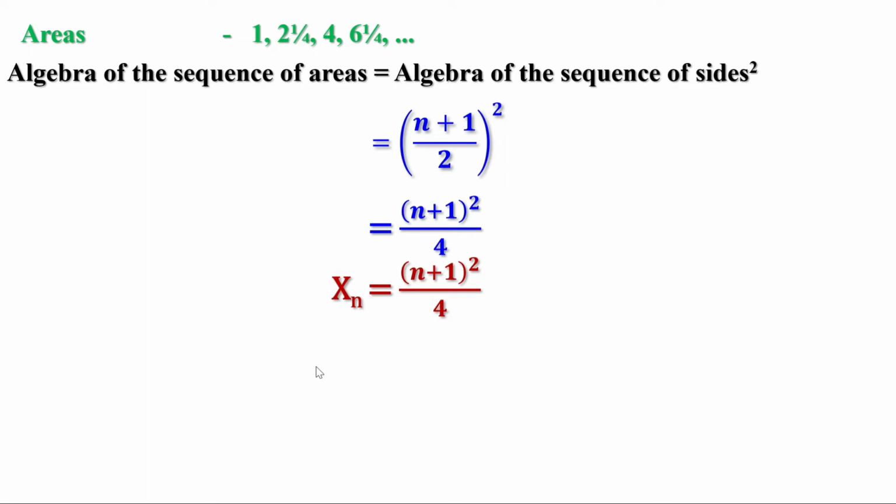Let us verify. When we put n equal to 1, we get x1 equal to (1 plus 1), that is 2 square. 2 square is 4. 4 by 4 equal to 1, which is the first term. Now when we put n equal to 2, 2 plus 1 is 3. 3 square is 9. 9 by 4 means 2 4s are 8 and 1 remainder. So that is 2 and 1 by 4. Now when we put n equal to 3, we get 3 plus 1, that is 4. 4 square is 16. 16 by 4 is 4. So this is the algebra of the sequence of areas.